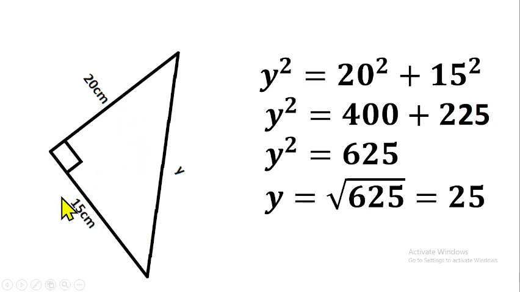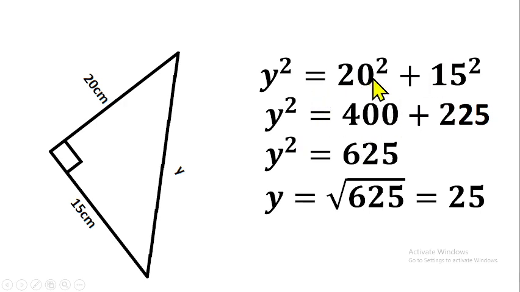Then how many sides are given in this triangle? Two sides are given. This side is given as 20 centimeters. This side is also given as 15 centimeters. Then we are looking for this side, which is the hypotenuse side, and that is labeled y. Then if you formulate the Pythagoras theorem using this triangle, what will it be? That will be the square of the hypotenuse side, y squared, equals the sum of the squares of the remaining two sides, 20 squared plus 15 squared. Do we understand that?